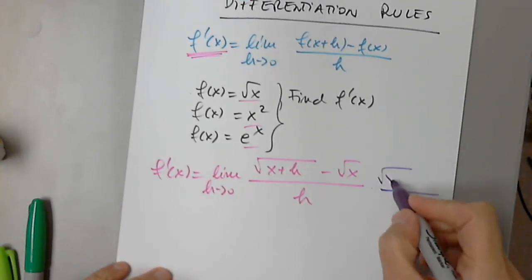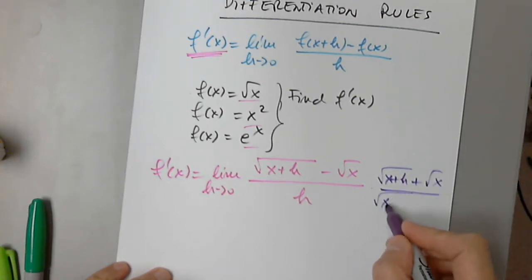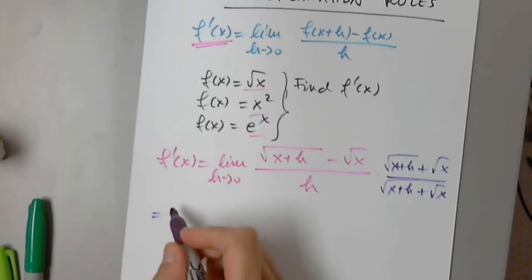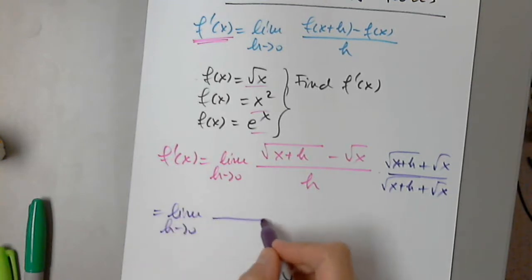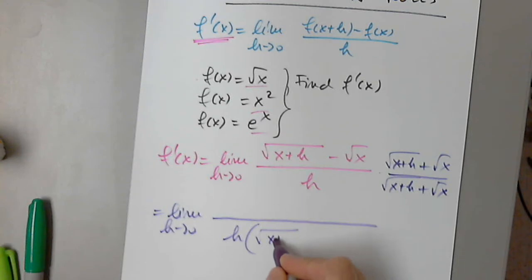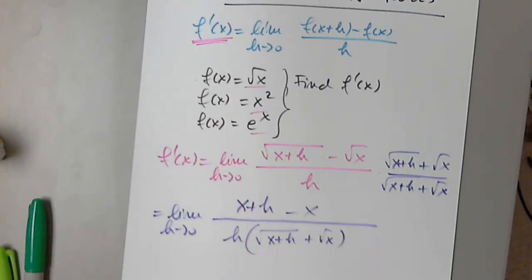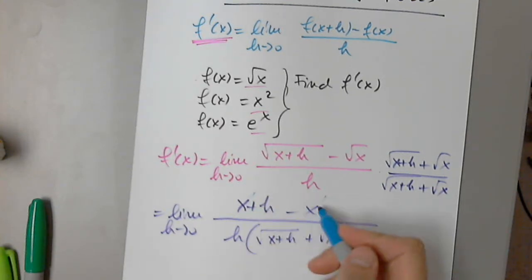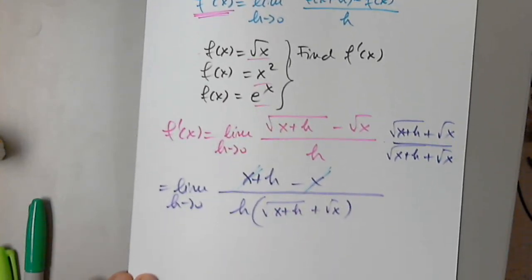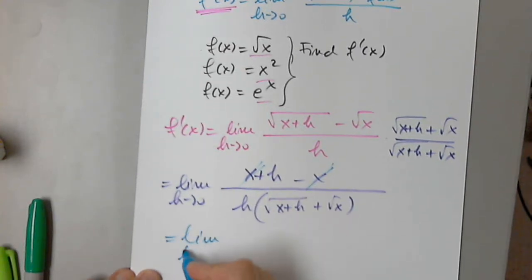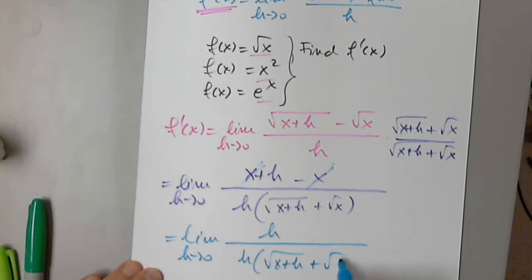Correct. So multiply by the square root of x plus h plus the square root of x, over the square root of x plus h plus the square root of x. So this is the limit as h approaches 0. I will copy the denominator, and I would like you to tell me what happens in the numerator. X plus h minus x. Excellent. That's exactly what happens. And these two go away because they are positive and negative x. And then eventually, I'm going to write it one more time: h divided by h times the square root of x plus h plus the square root of x.